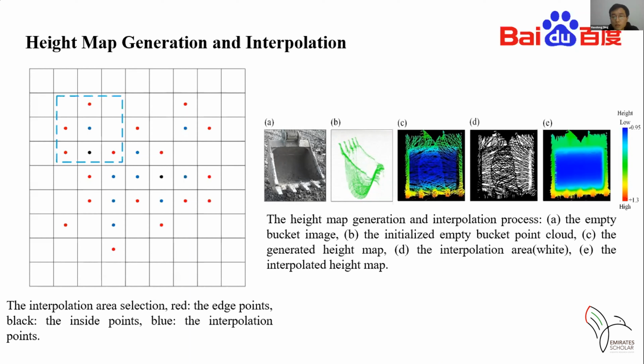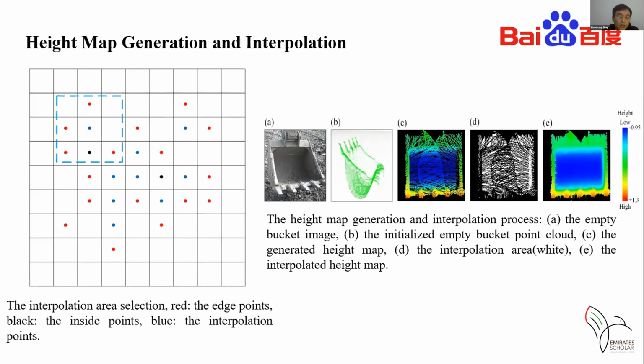As we can observe, there are lots of holes in the generated height map, marked as white in D. And those holes must be filled by the interpolation method, where each hole means an invalid value in the volume estimation model. To interpolate these holes, the first step is the interpolation area selection.